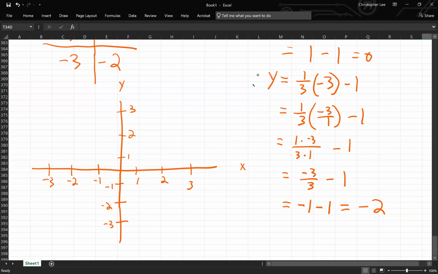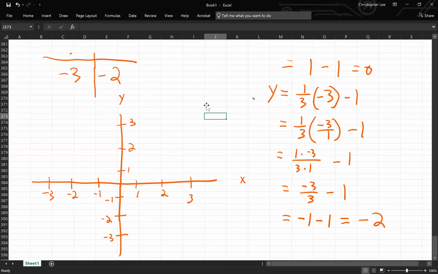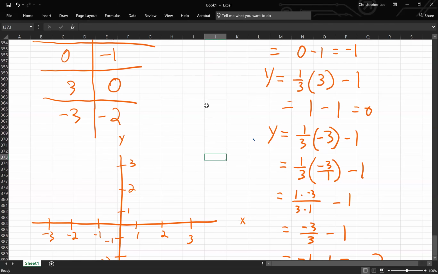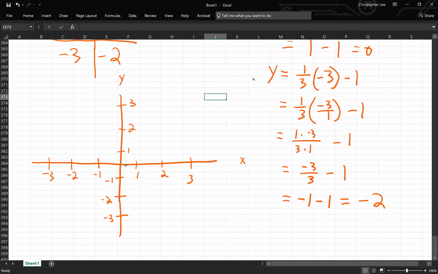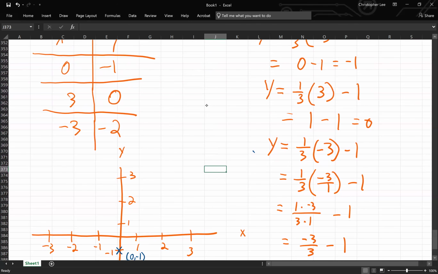All right, and then see what we got. First point is 0, -1. So I start off at 0, and where am I going to go? 1 down. So here, this is our 0, -1. My next point is what? 3, 0. Where's that?